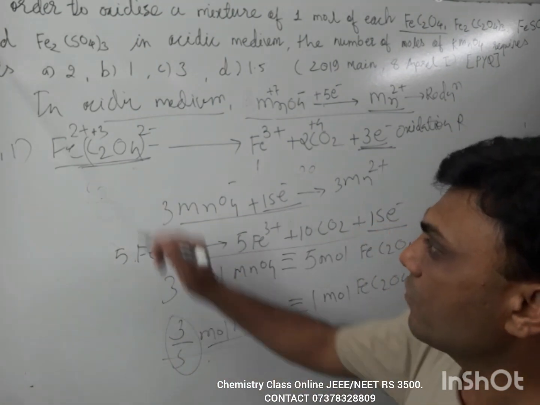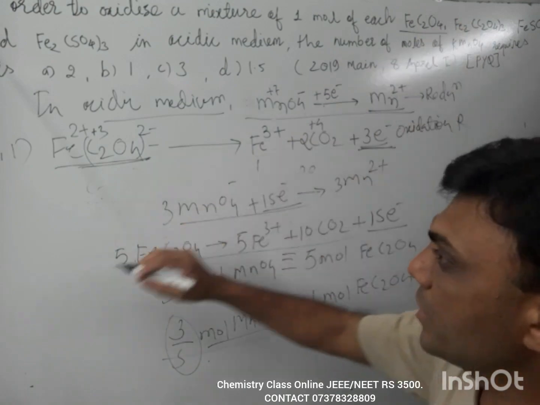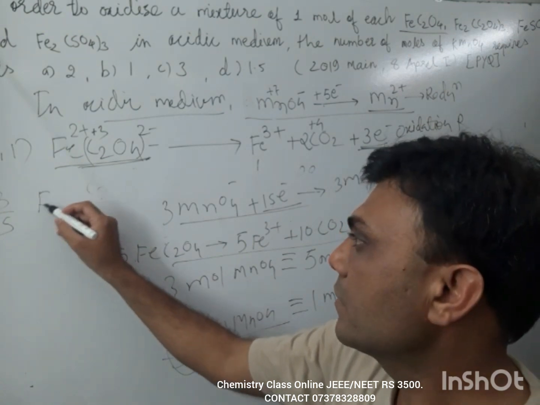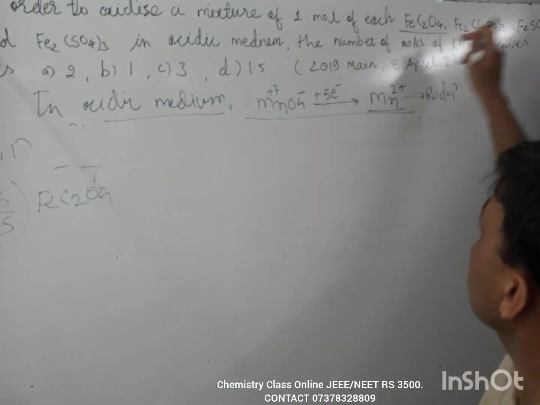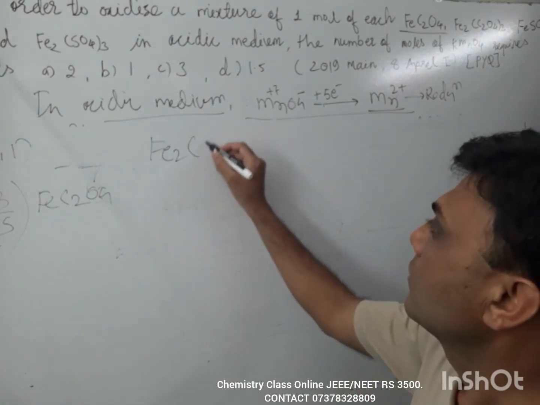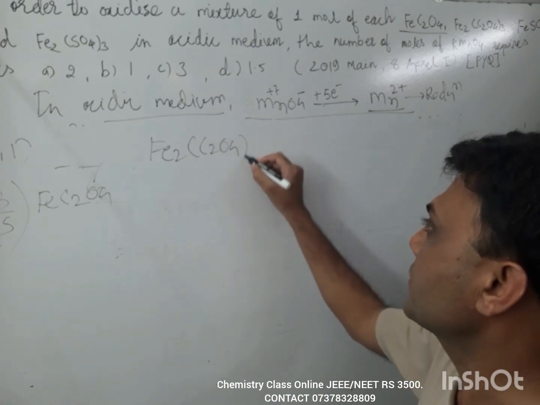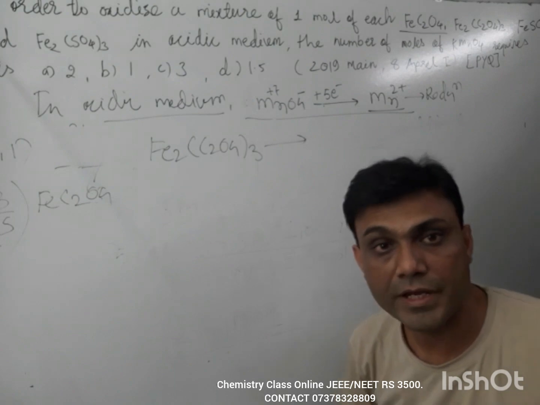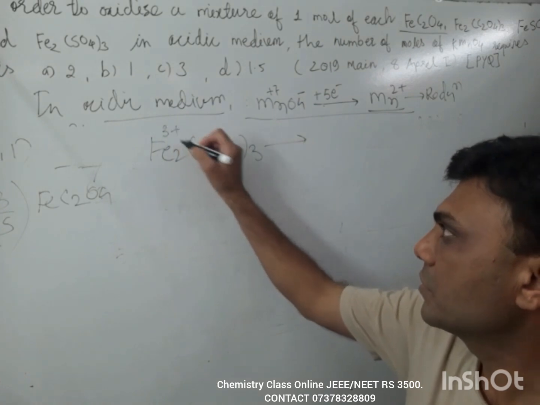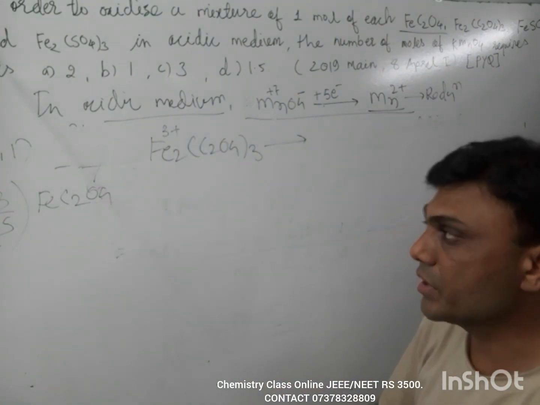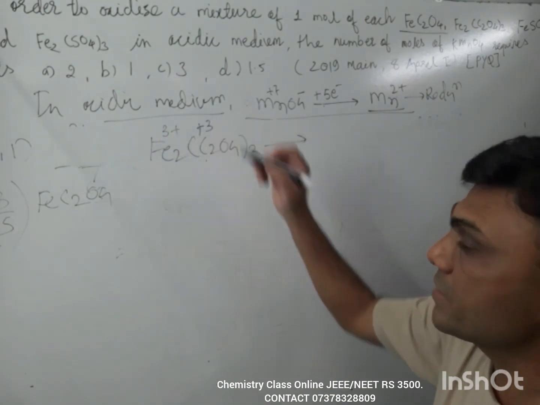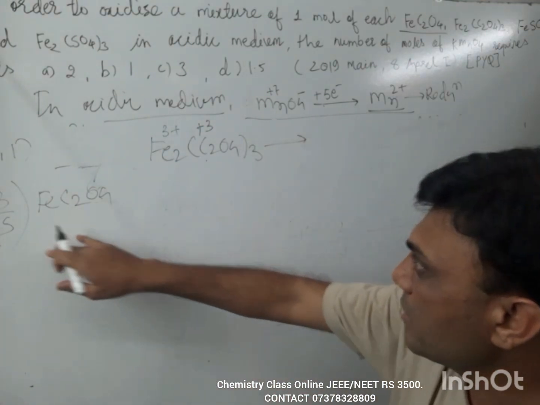Okay. Now for 1 mole of ferrous oxalate FeC2O4 we required 3 by 5 mole of MnO4. Now take another compound, that is Fe2(C2O4) thrice. The name of this compound is ferric oxalate. Okay. Now you see here the oxidation state of Fe is 3 positive, because this is ferric oxalate. So the oxidation state will be higher. It is 3 positive. And carbon is only plus 3, as it was before in the case of ferrous oxalate.